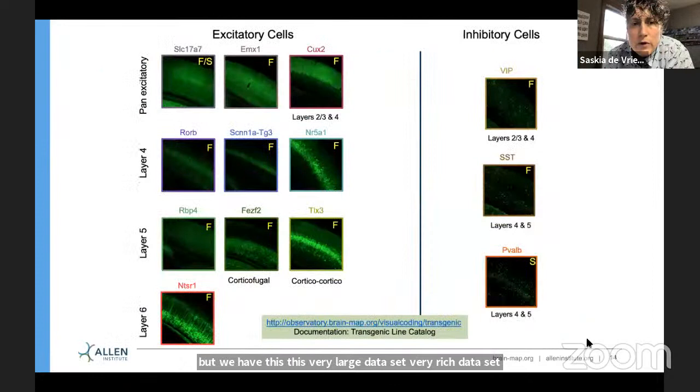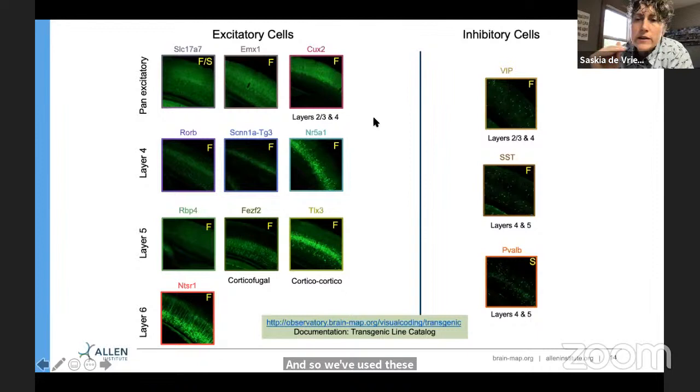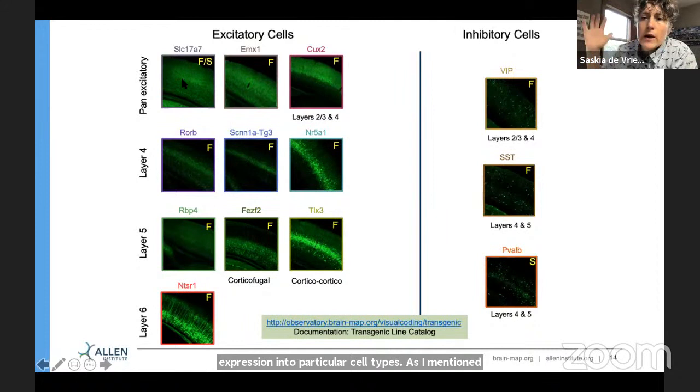So I mentioned before, we used 14 different transgenic Cre lines. Cre is a transgenic tool that we leverage in the mouse that allows us to limit the expression, to target the expression of our calcium indicator in a particular population of neurons. And so we've used these different Cre lines to target the expression into particular cell types. As I mentioned before, some of them are broad pan-excitatory lines that label across all of the layers and give very broad expression. And we image these at different imaging depths.